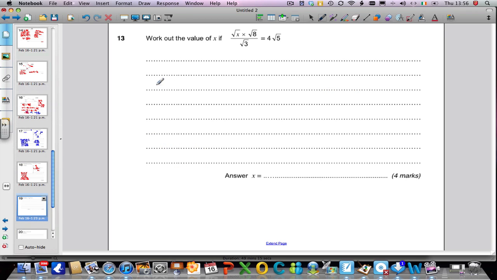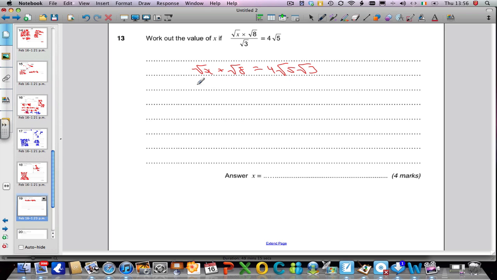Okay, question 13. Now, there's about 5 or 6 ways to do this question. I'm just going to show you one, and you can have a go, see if you can work out your own way of doing it. I started by multiplying both sides by root 3. So we get root x times root 8 equals 4 times root 5 times root 3, 4 root 5 root 3.